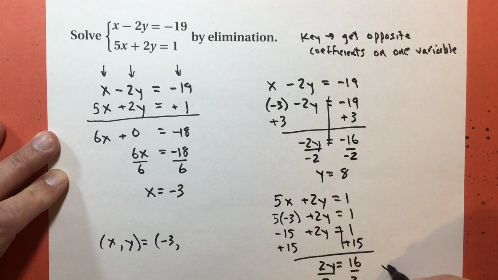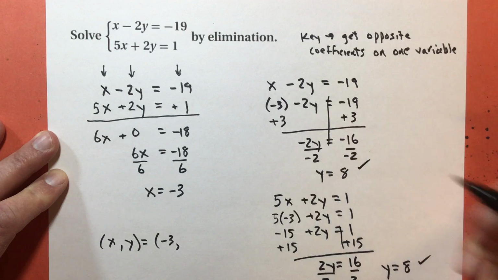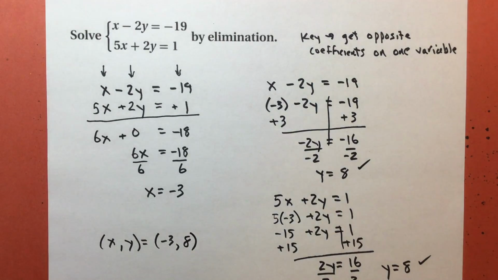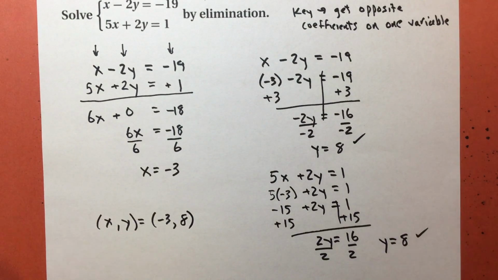And I'm out of space here, so I'm going to write it over here. Y equals positive 8. So that's the same as that. I got 8 both times. That tells me that my solution is x equals negative 3 and y equals positive 8. Move that up so you can see it a little bit.